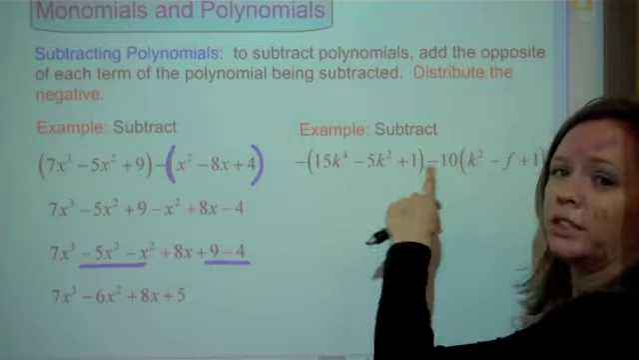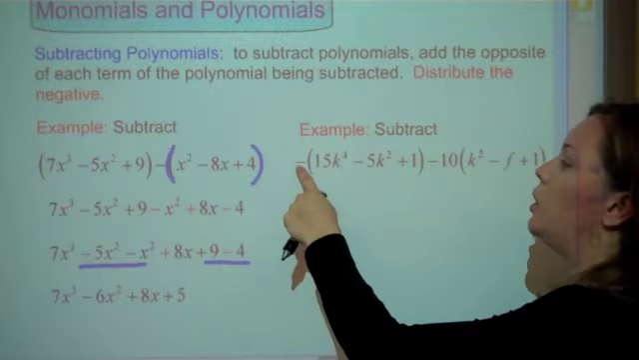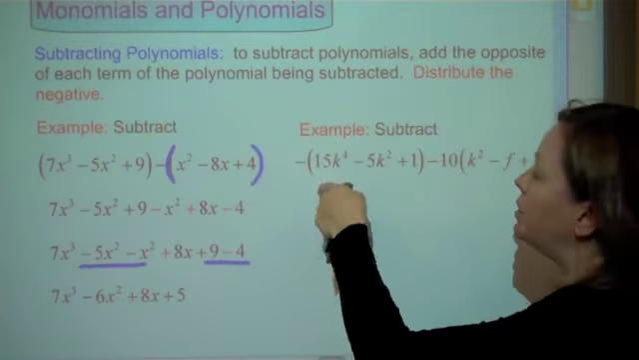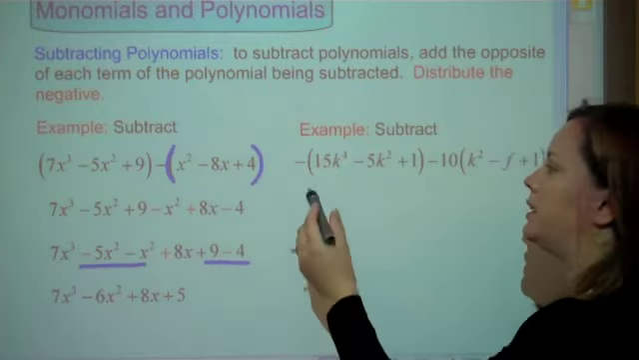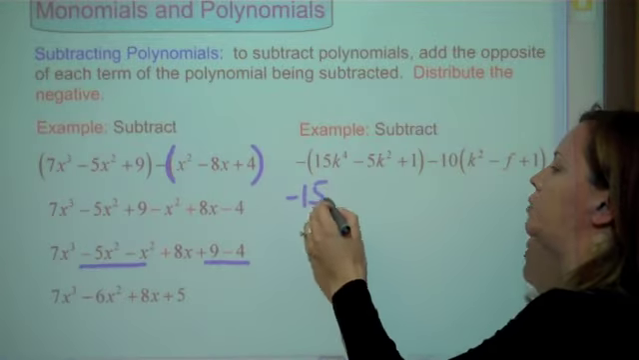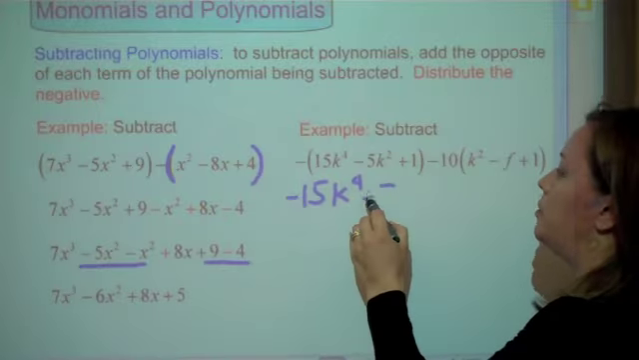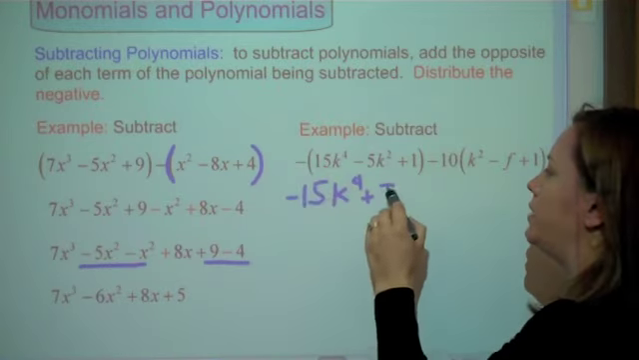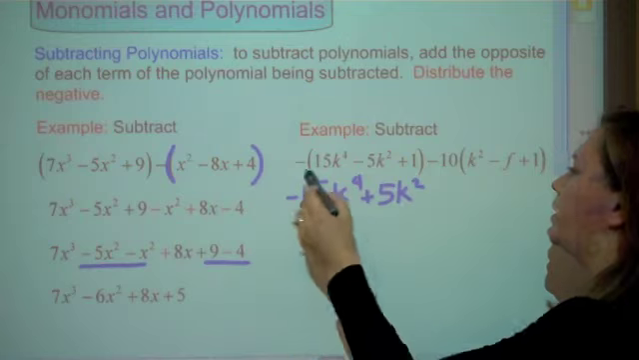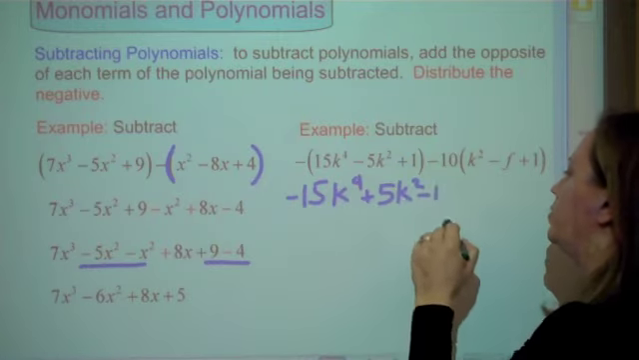One more example here. Let's subtract these polynomials. Notice that this one has a negative on the outside of the polynomial first, so I must take care of that right off the bat. So we'll have negative 15k to the fourth plus, because we have minus a negative, 5k squared, and then minus a positive 1.